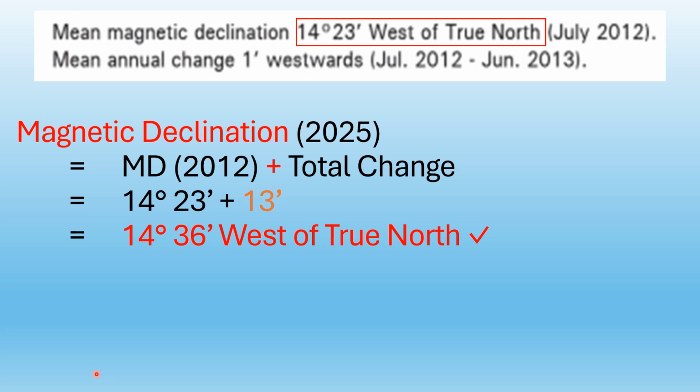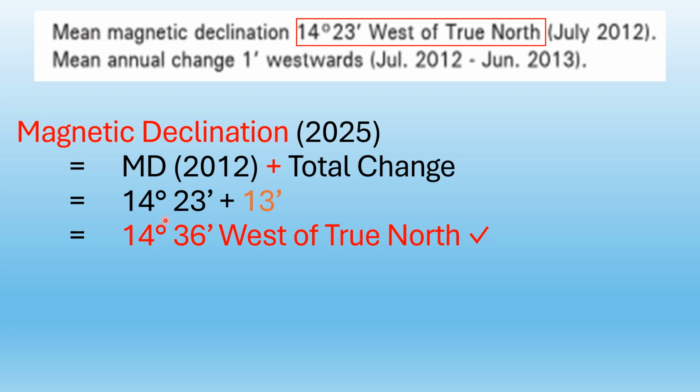Finally, we are able to then calculate magnetic declination for the year 2025, and that is done by taking the magnetic declination for 2012 and adding the total change to the reading for 2012. We use a plus or an addition here because magnetic north is moving westwards, or the annual change is westwards. This means that the angle between true north and magnetic north is getting larger. In other words, magnetic declination is increasing, and therefore we need to add these two quantities.